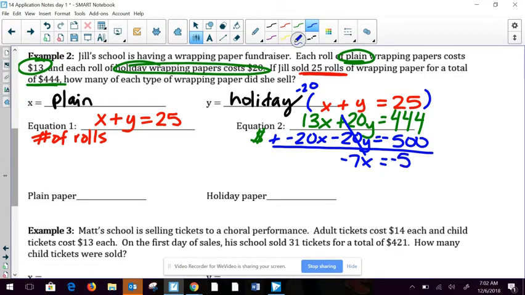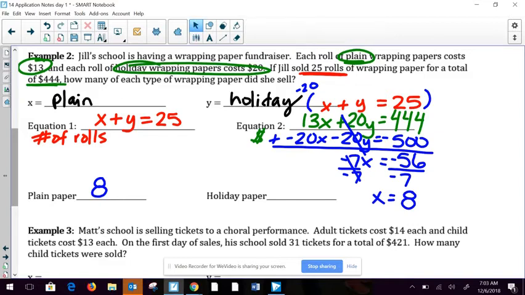Awesome, negative 56. Carefully watch your signs here. Final step, divide them both by negative 7, and I find out that x is equal to, great, 8. And x is talking about plain paper rolls, so it's 8 for the number of plain paper rolls. If you ever end up with a negative here, go back and double check your work to make sure you didn't miss a negative somewhere in your problem.